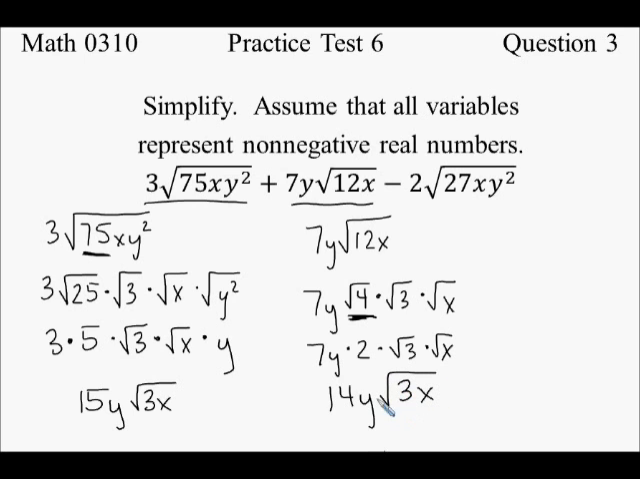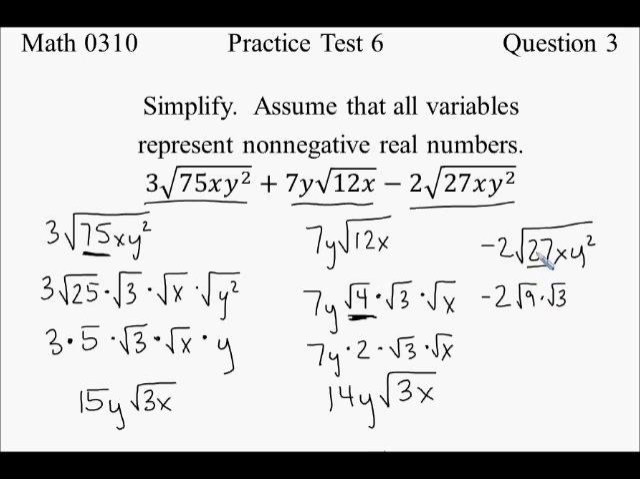Alright, and now we look at the last one. So we have a negative 2 square root of 27xy squared. So first we look at the 27 and we see, is there something that's a perfect square that goes evenly into 27? And there is. 27 is 9 times 3. 27 is 9 times 3, then we can turn it into the square root of 9 times the square root of 3. That would give us 27.